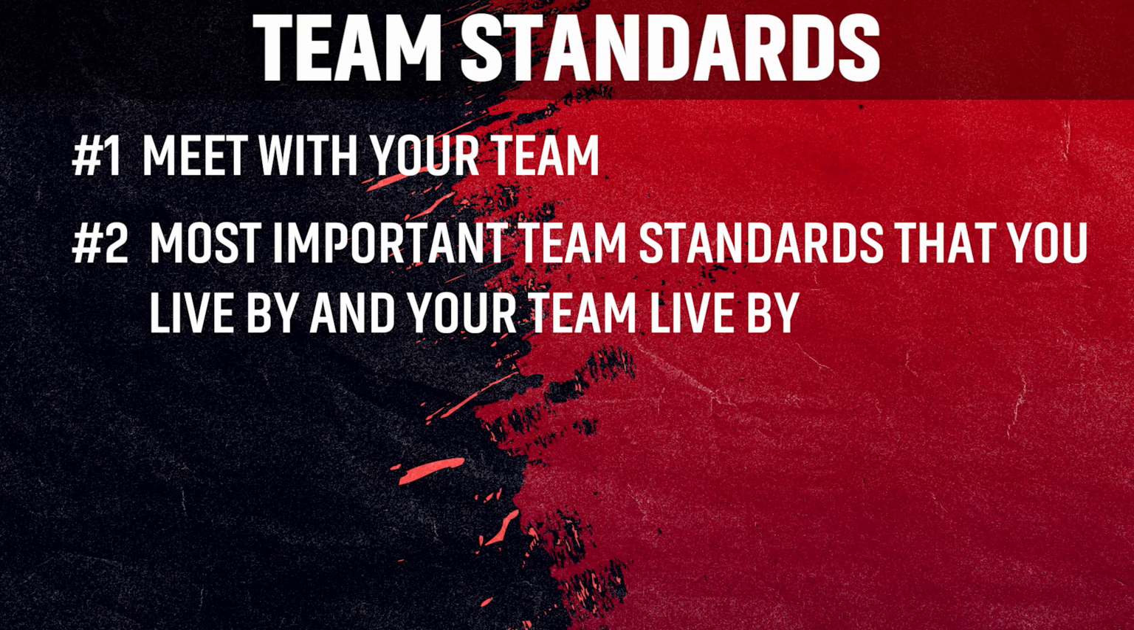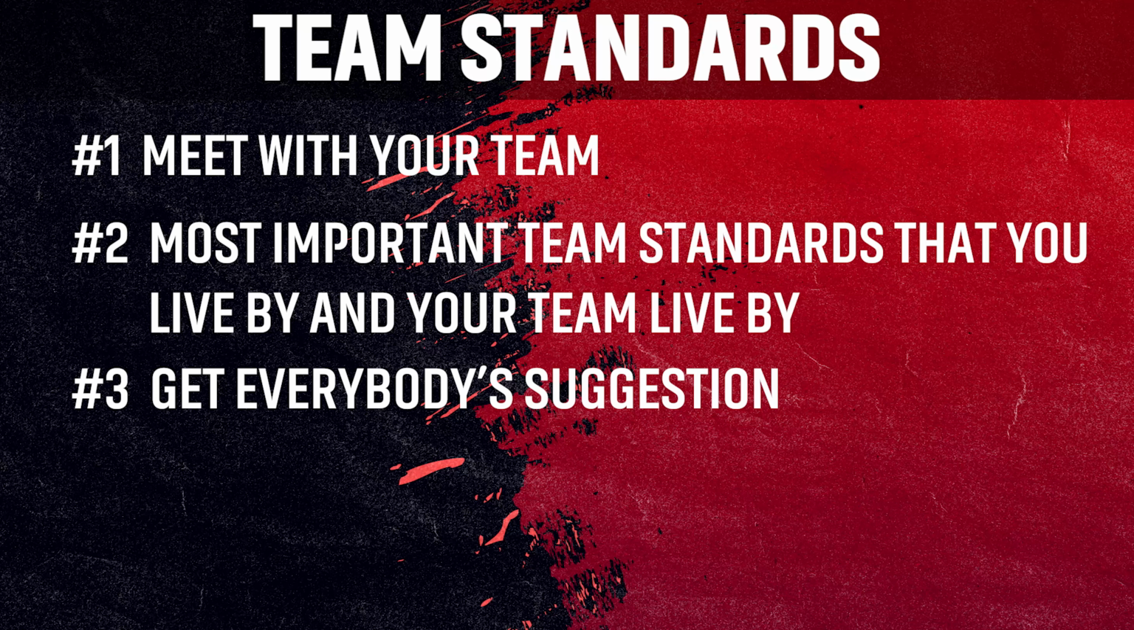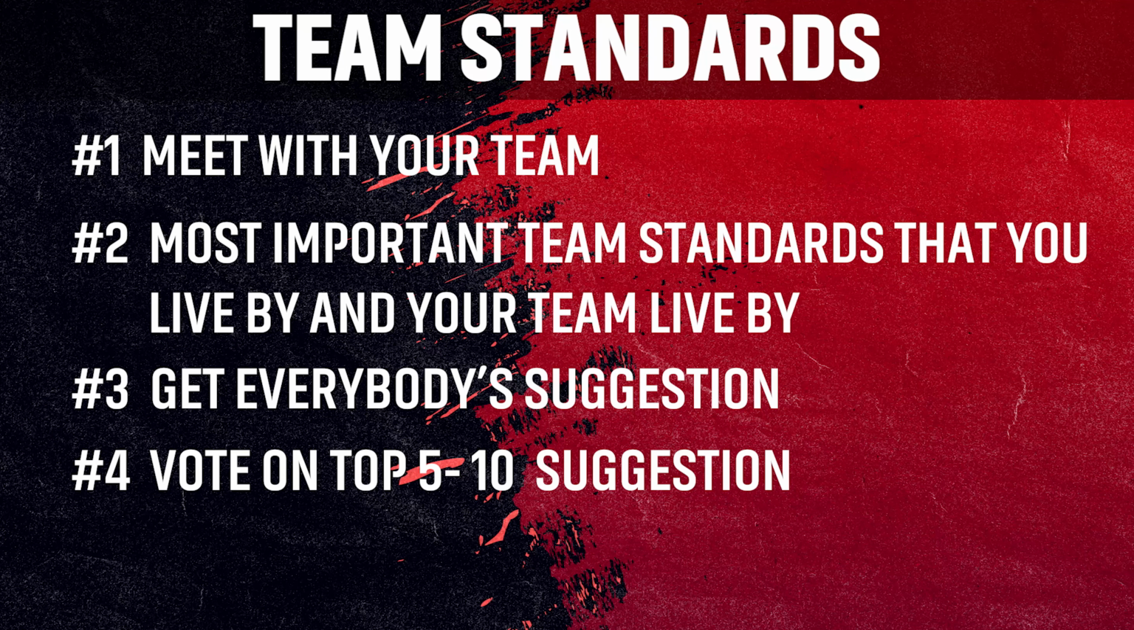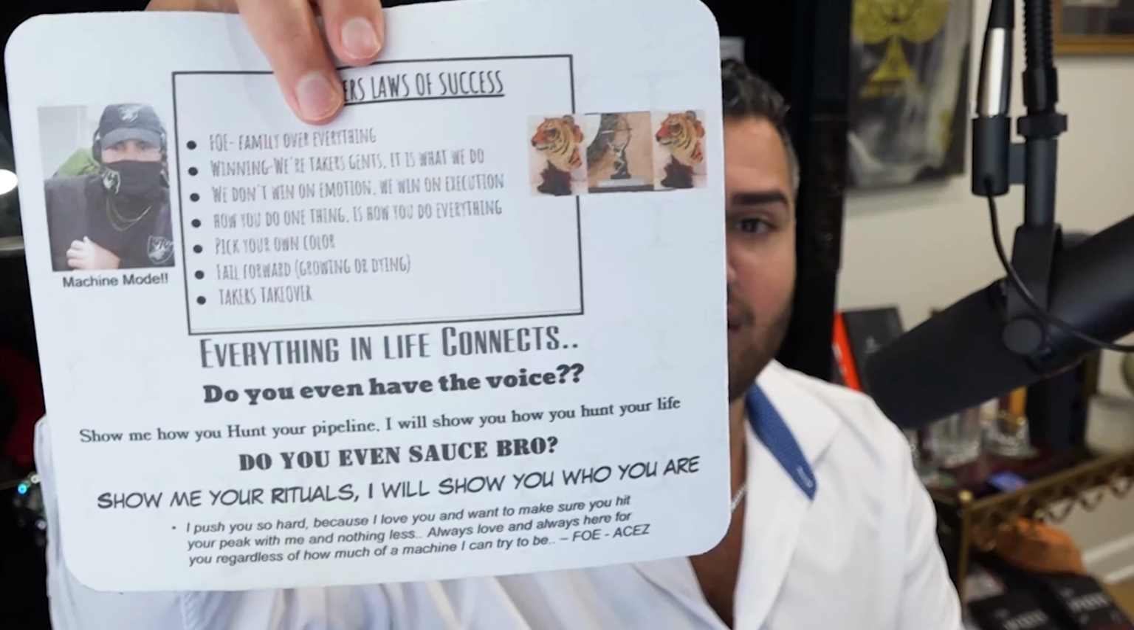And what we're going to do as a team today is we're going to figure out, if you ran this team and you ran this company, what would be your most important team standard that you would live by and have your team live by? And you go around the room and you get everybody's suggestion on the team standard. And then at the end, you have a bunch of team standards and you vote on the top 5 or top 10. And then that becomes your team standards. And then you coach to those things. I have my Takers Laws of Success here. I didn't make any of these. My team made them all.